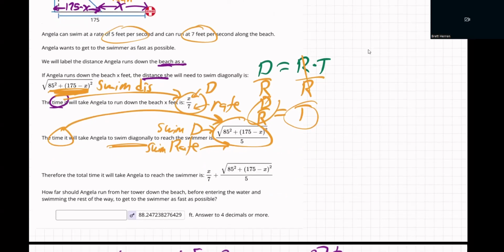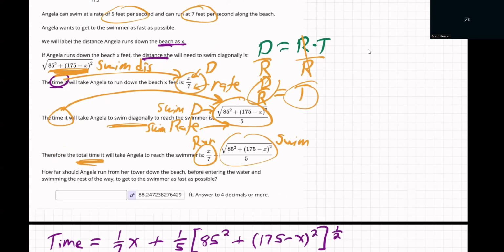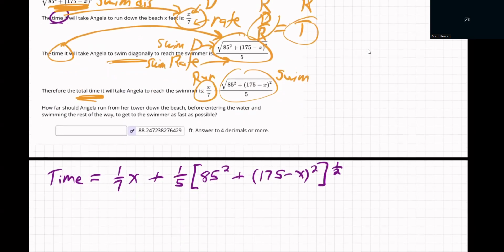So if you add those together, you get the total time: the run time plus the swim time. That's the run time, that's the swim time. We did all that in another part. So now, what do we need to do on this problem? We've got the formula for the total time it will take Angela to reach the swimmer. There's her run time and her swim time, added up together. How far should Angela run, so what is X? Basically, you want to get to the swimmer as fast as possible, so you want the minimum time, obviously.